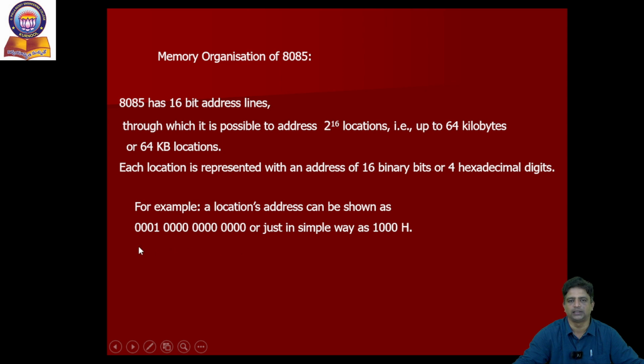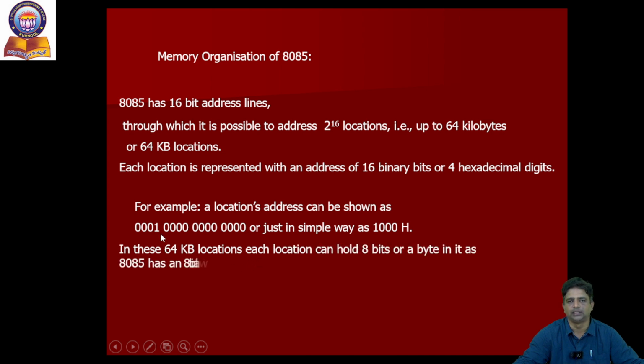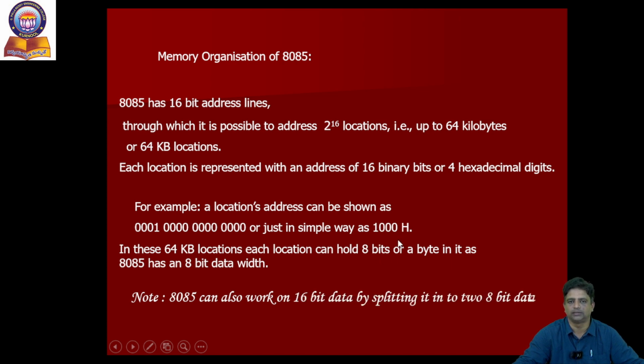Something shown as address 1000 can be written in this format. In these 64 KB locations, each location will hold 8 bits. So the count of bits here is not data, this is the address lines, and internally each location will hold only 8 bits. So addressing is done in this way.